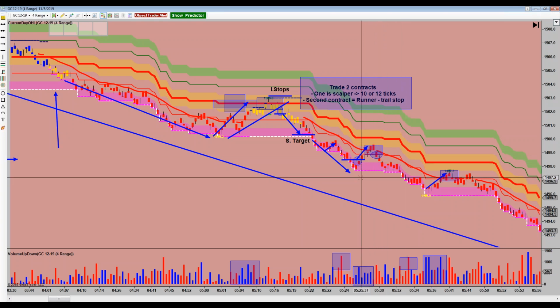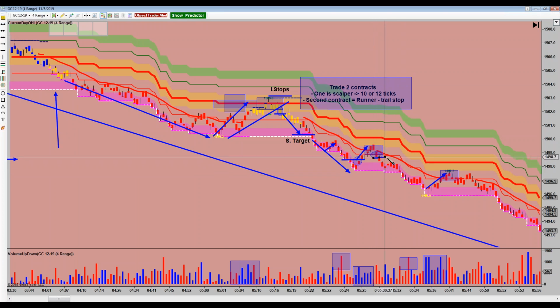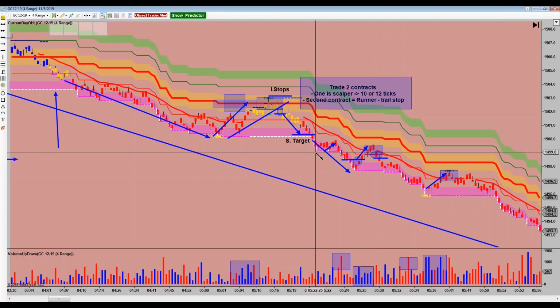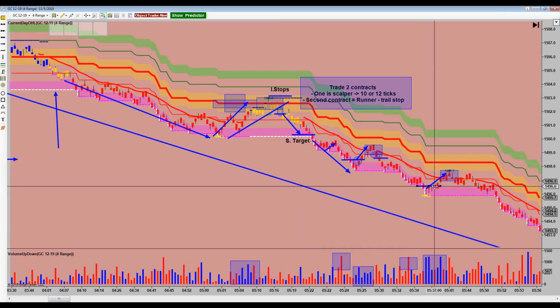If you got out here, let's do another example on this one right here. Here you get in, and you use an extremely tight trail stop. You get your scalp off, and now you're trailing, and you just follow tight behind the bars, tight behind the bars, tight behind the bars. You get out here, right?